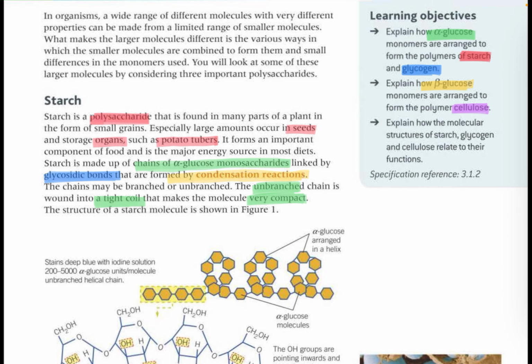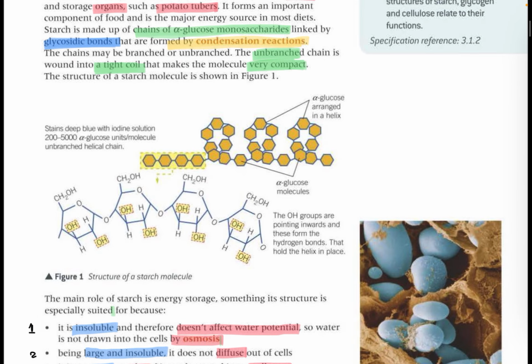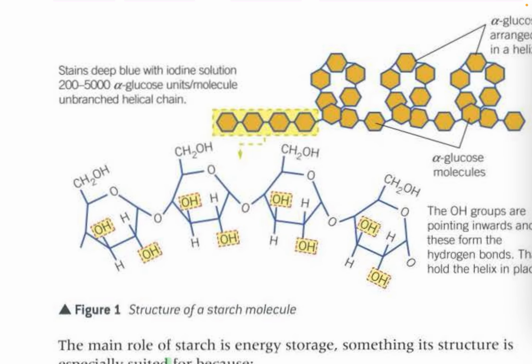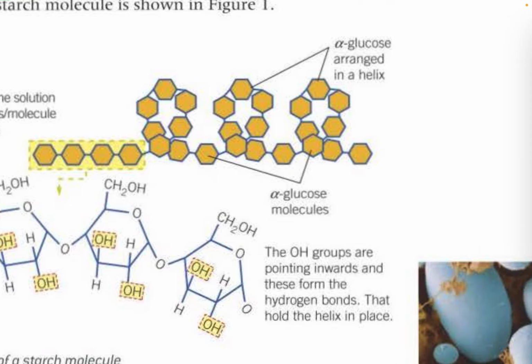So yeah, pretty much over here we have our learning objectives on the right. So this is our starch, and it's unbranched, as you can see. Now, you might be wondering what branches look like. We're going to see that a little bit later, but it essentially kind of looks like a tree. This one's not a straight chain. It's pretty much curved, but it doesn't have any branches. So it stains deep blue with iodine solution.